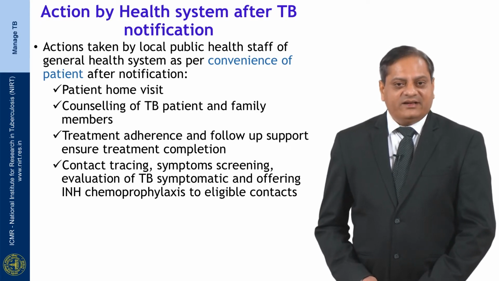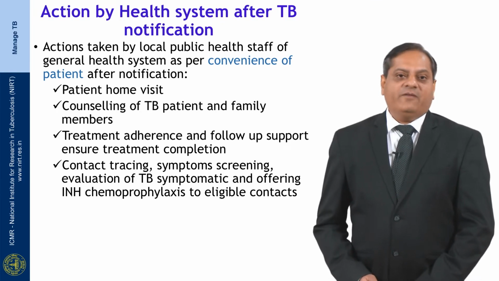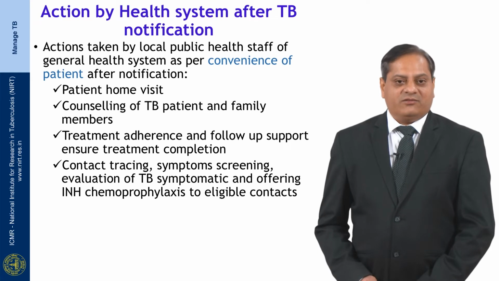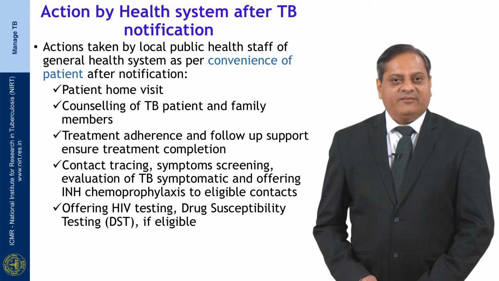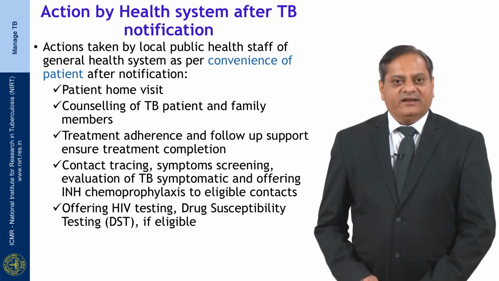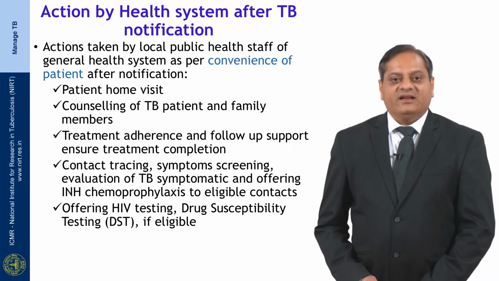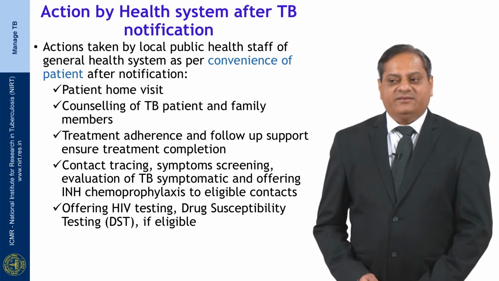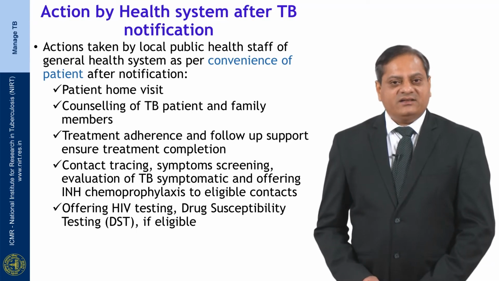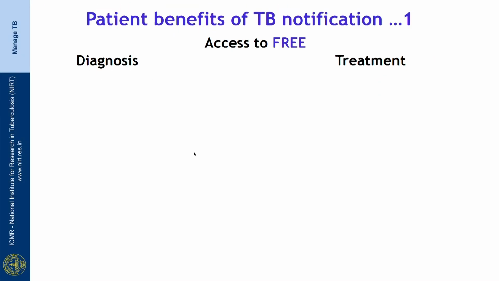Then contact tracing, symptom screenings among the contacts, evaluation of the TB symptomatics, and offering INH chemoprophylaxis to the eligible contacts is very important. And offering HIV testing, because by policy globally all the TB patients are expected to be offered HIV testing, and drug susceptibility testing to diagnose or rule out drug resistance if they are eligible. So, these are the actions which are required as a follow up of the TB notification.